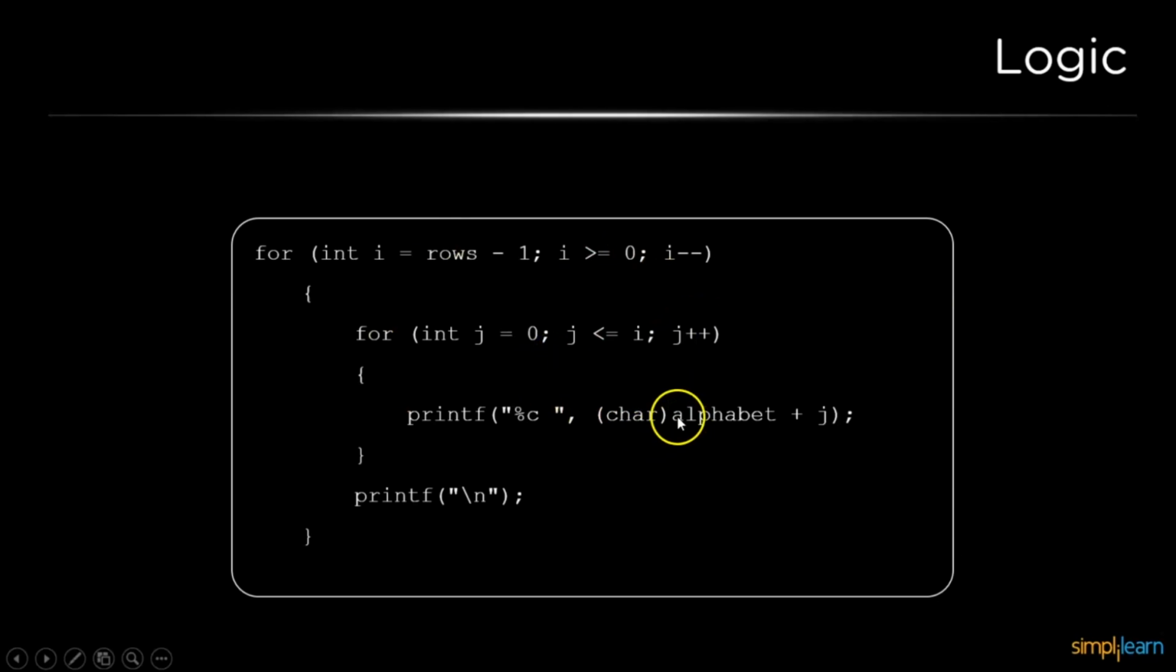So here we have alphabet plus j, which is used to insert the alphabets. So let's execute the program.